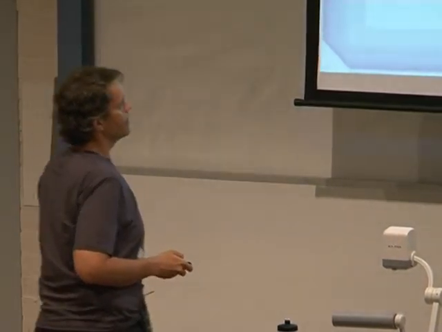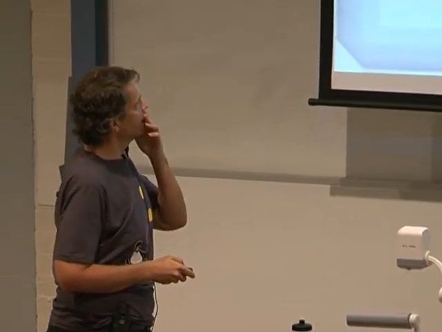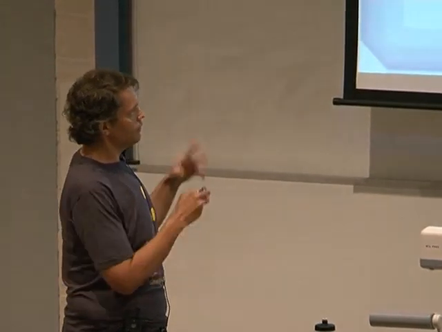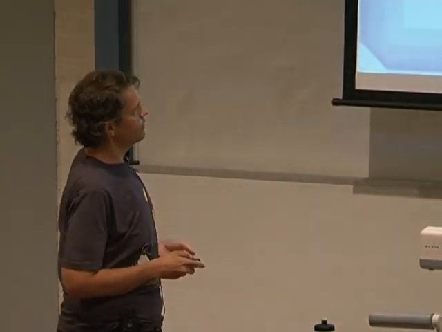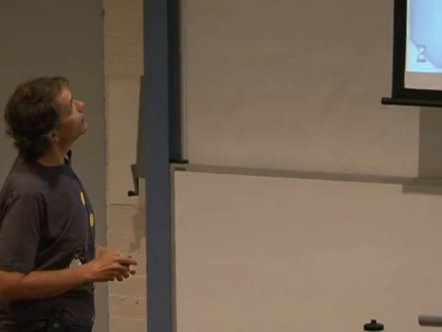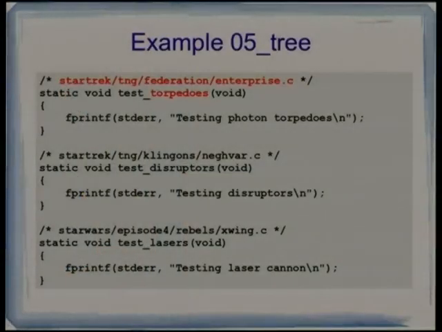Okay, so it's fairly straightforward. We find the leaf nodes, we construct full path names from the leaf nodes using C source file names. And I'll give you a nice example of that. So here are some fairly silly tests. This one's called torpedoes. It's in a .c file called Star Trek TNG Federation Enterprise.c.